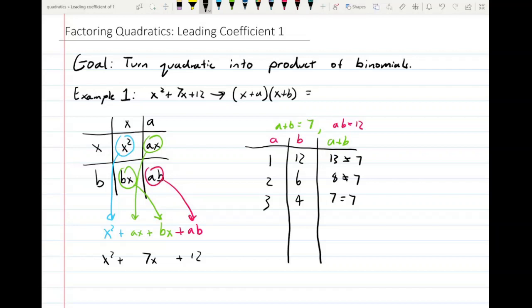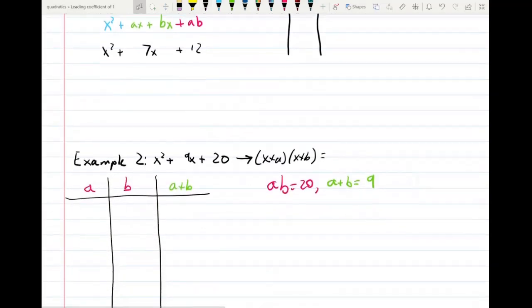Now that means that our original quadratic is going to equal x plus a, which is 3, times x plus b, which is 4. And we're done. All right, let's do another example.